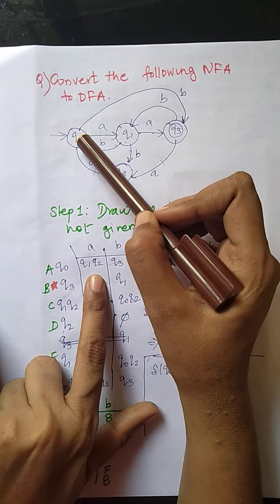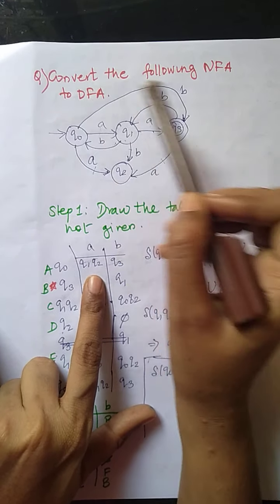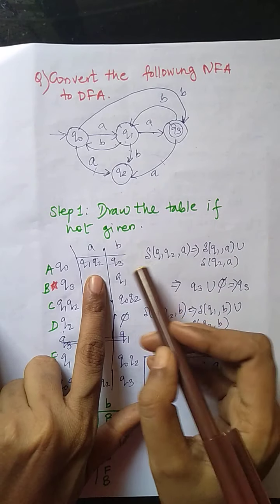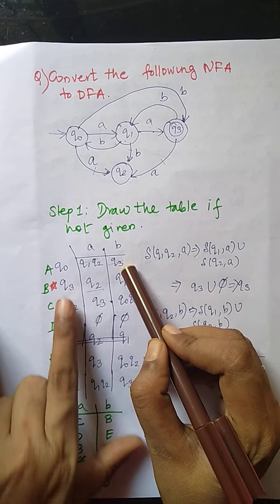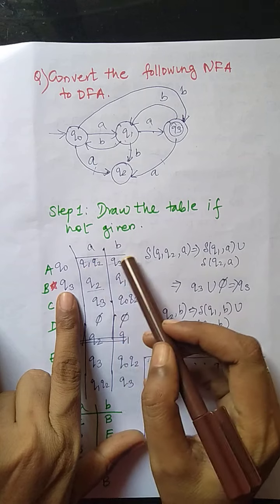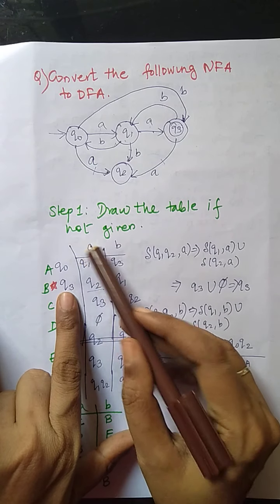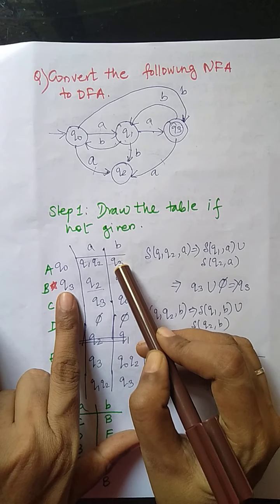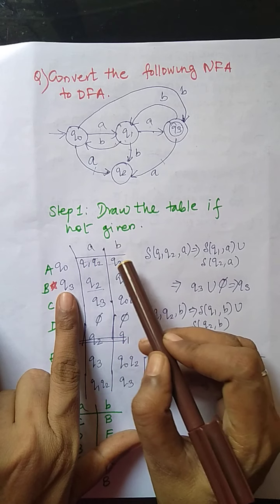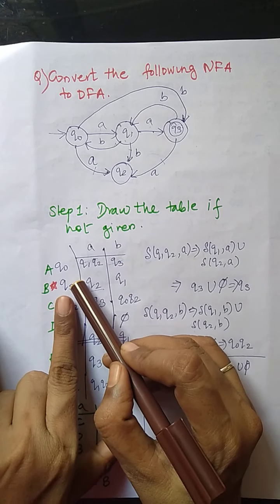Now the third outgoing arrow is going on B to Q3. So that's why Q0 on B goes to Q3. Now the reachable states from Q0 are Q1, Q2 and Q3. We can take Q1, Q2 first or Q3 first. So we have taken Q3 first.